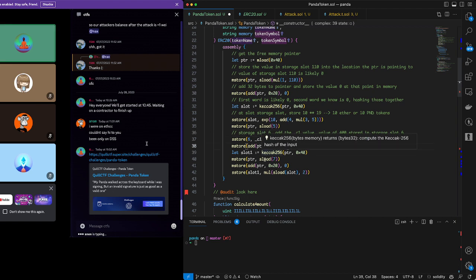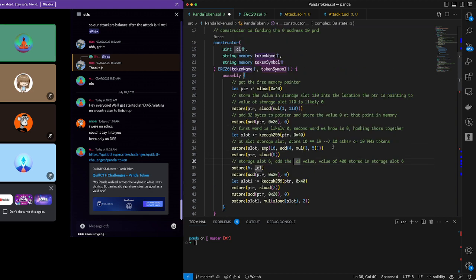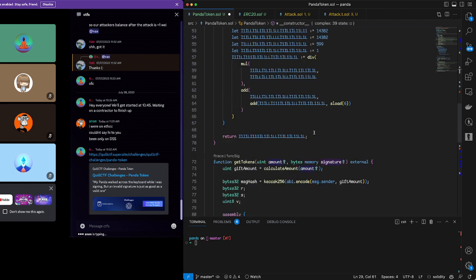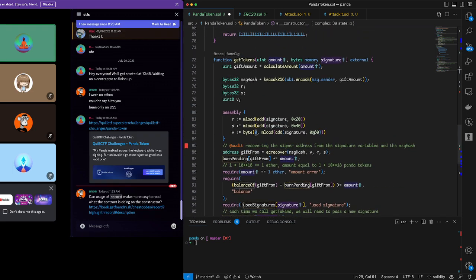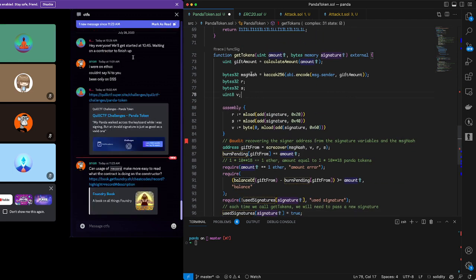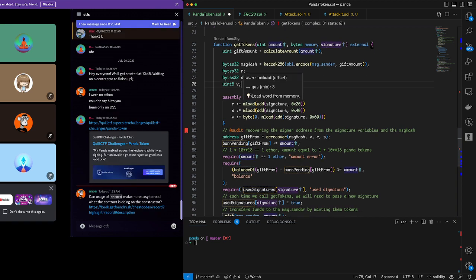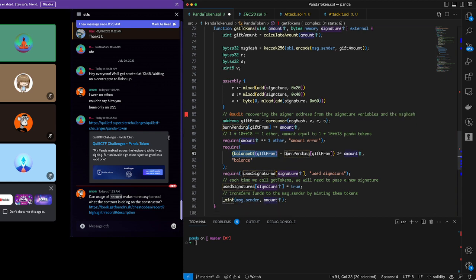Okay, then the rest of this we may need to come back to, but I want to explore the fact that we know that at the 0 address, there's 10 PND. So back down here, we know that if we could get the gift from, we know has a balance of 10.